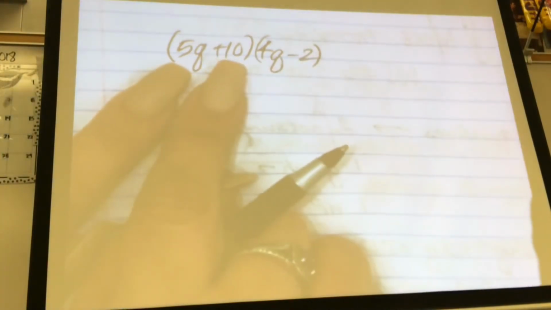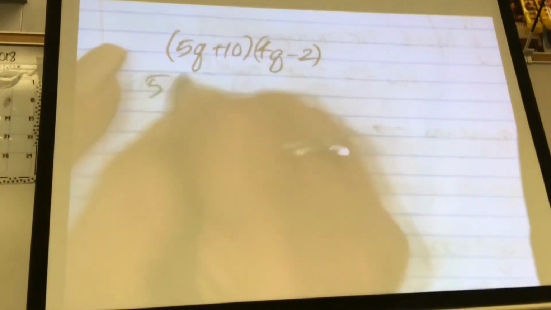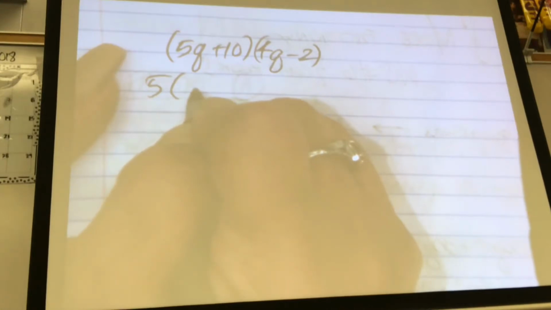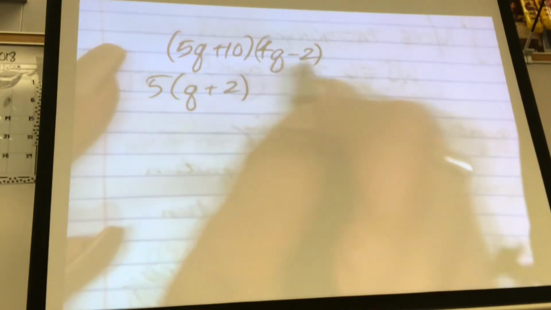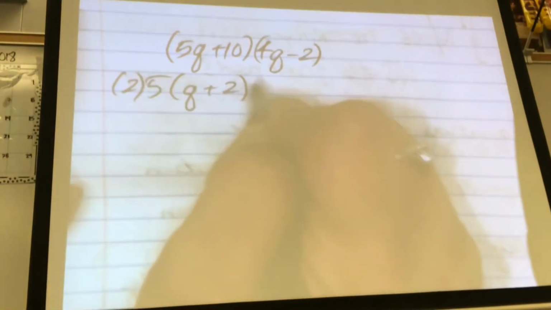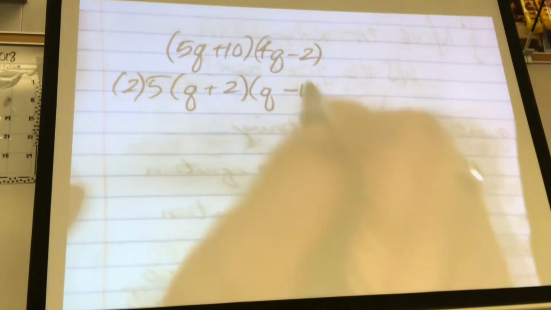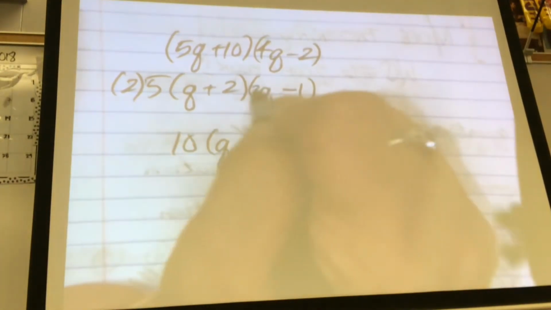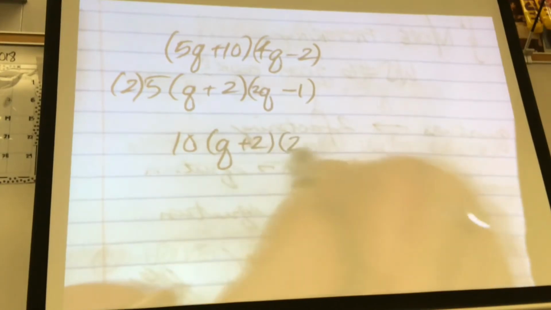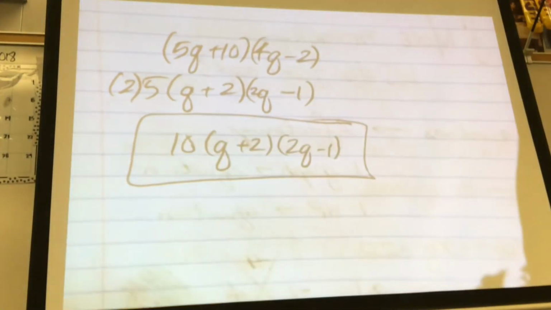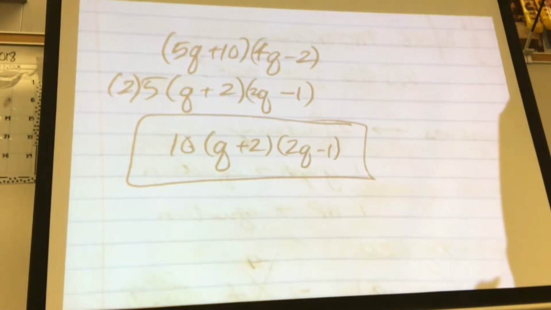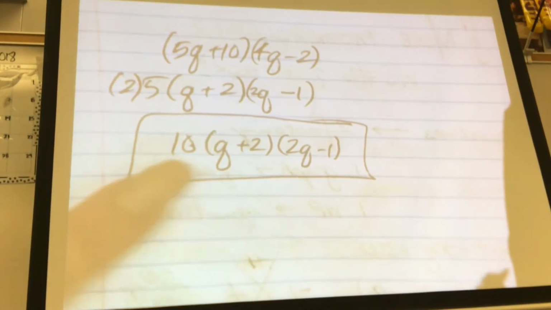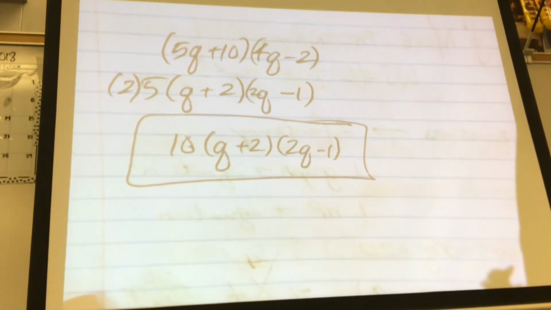What can I take out of a 5 and a 10? A 5. And what are you left with? Q plus 2. What can I take out of a 4 and a negative 2? What are you left with? So we did get the same thing. So that's why you have to factor completely. This is not complete. Completely means take everything out that's common. This is your final answer. Factoring it completely.